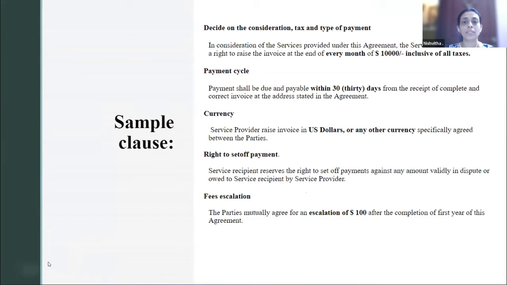Next one, the payment cycle. The payment shall be due and payable within 30 days from the receipt of complete and correct invoice at the address. I've given a 30 days time period here. Currency, I've said that it is US dollars here. Right to set off. I said recipient, if there is any sort of amount that is validly in dispute in the upcoming service, I can set it off. Fee escalation, parties mutually agree for an escalation of $100 after the completion of the first year of the agreement. So after 1 year, this agreement value will be 10,100.